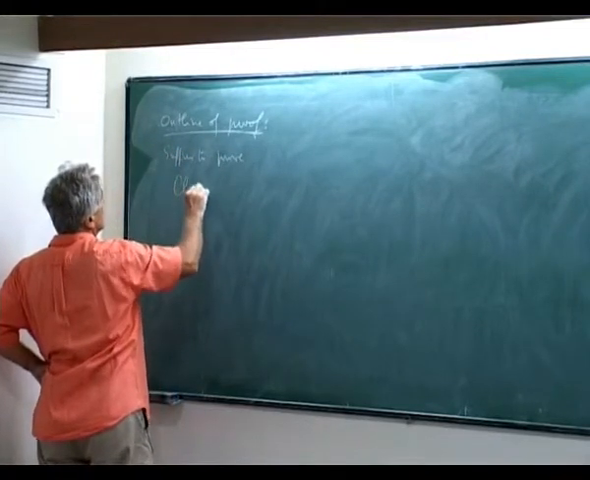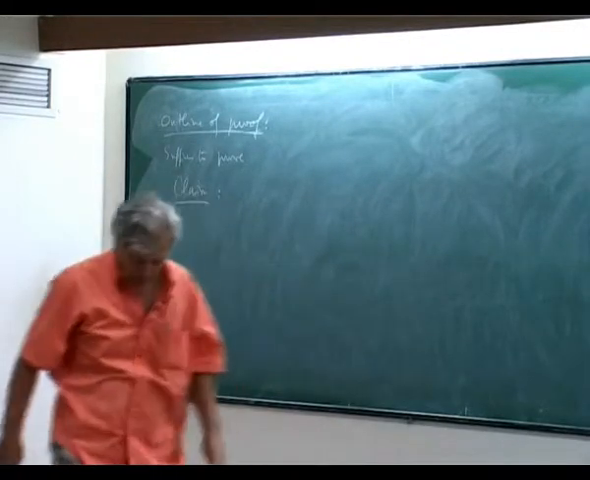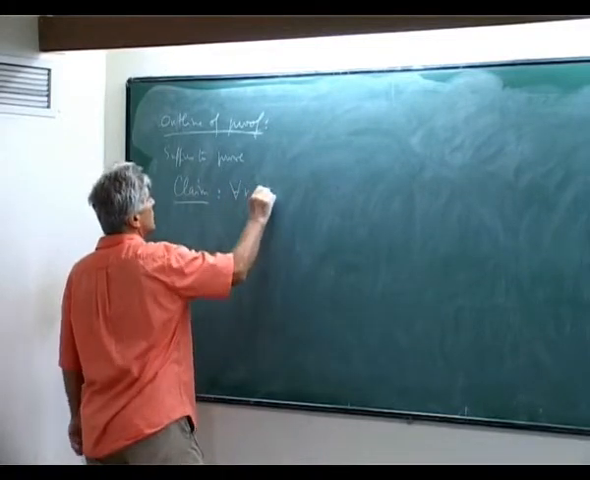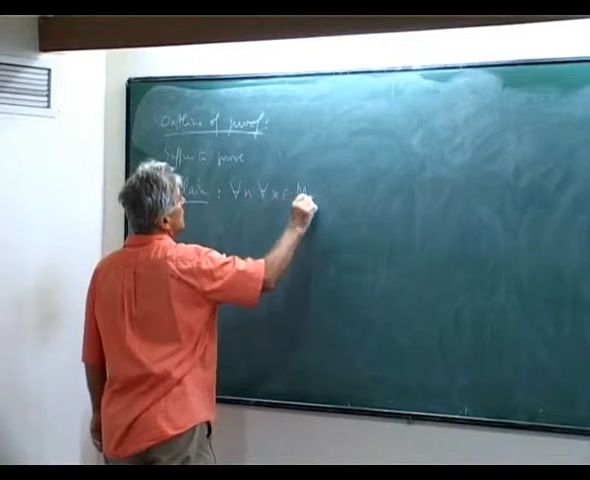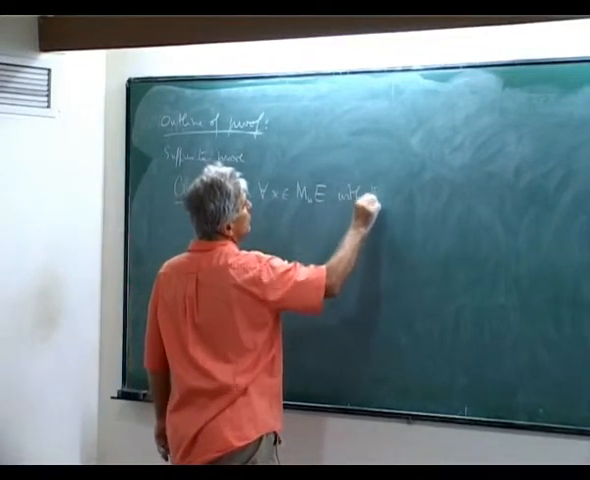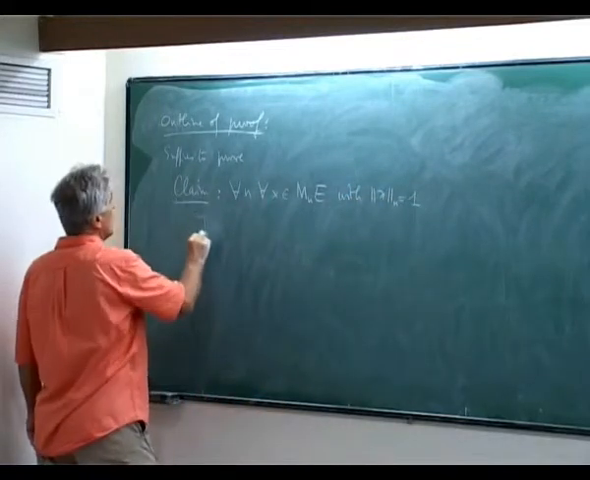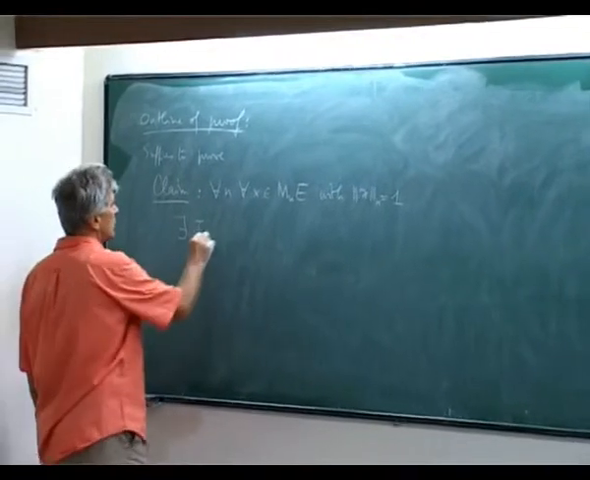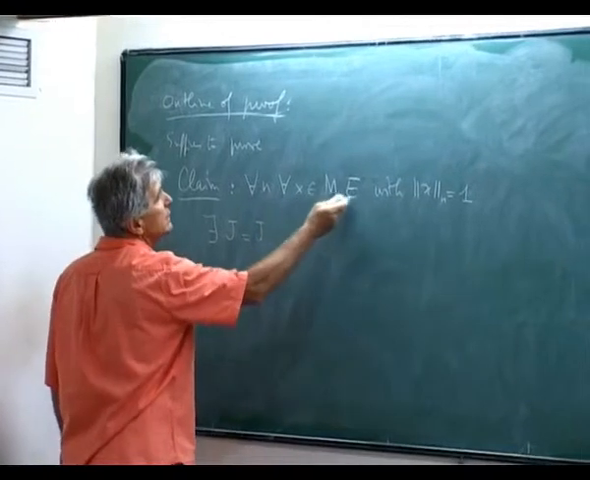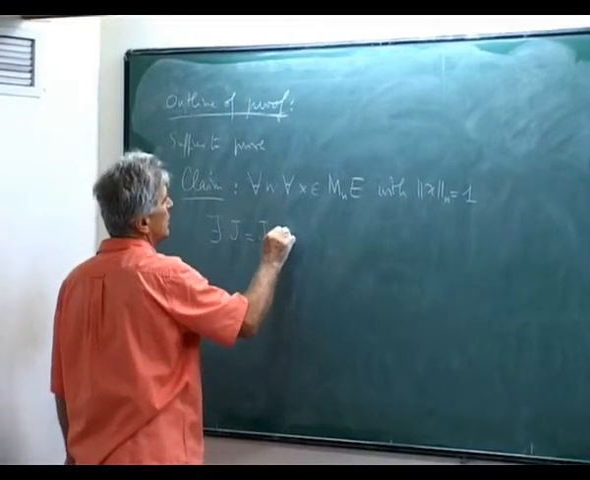It suffices to prove the following claim. We're going to have the Hahn-Banach theorem involved here as usual. For any n and for any x in Mn of E, let's normalize, with norm of x in Mn equal to 1, there will exist a J. This J is really going to depend on x, so on n and x.